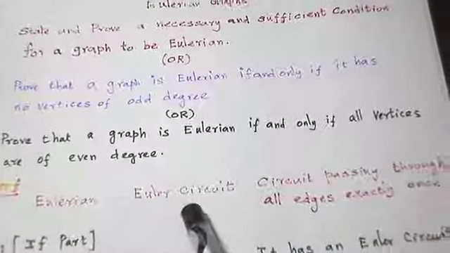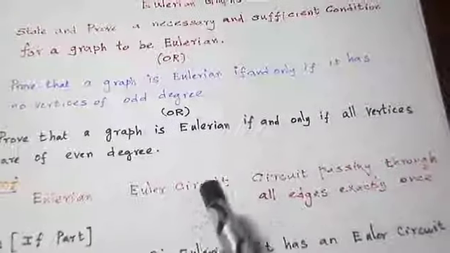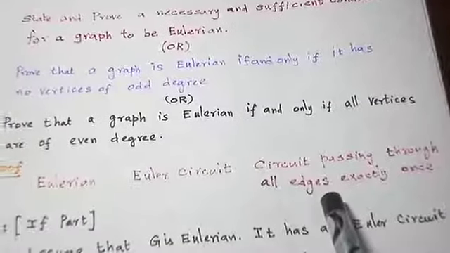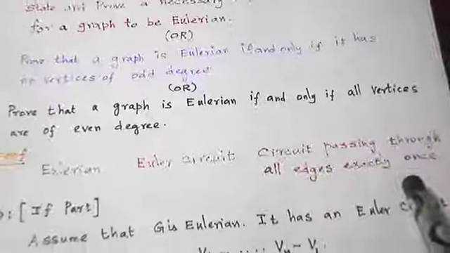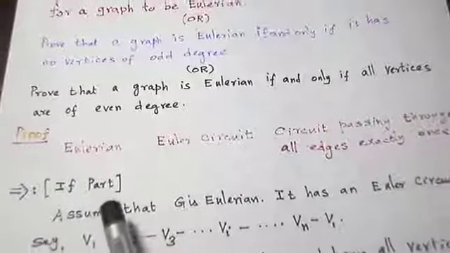First of all, let us see what is an Eulerian graph. A graph with an Euler circuit is called an Eulerian graph. And what is an Euler circuit? A circuit passing through all the edges of the graph exactly once is called an Euler circuit. First of all, let us prove the if part.